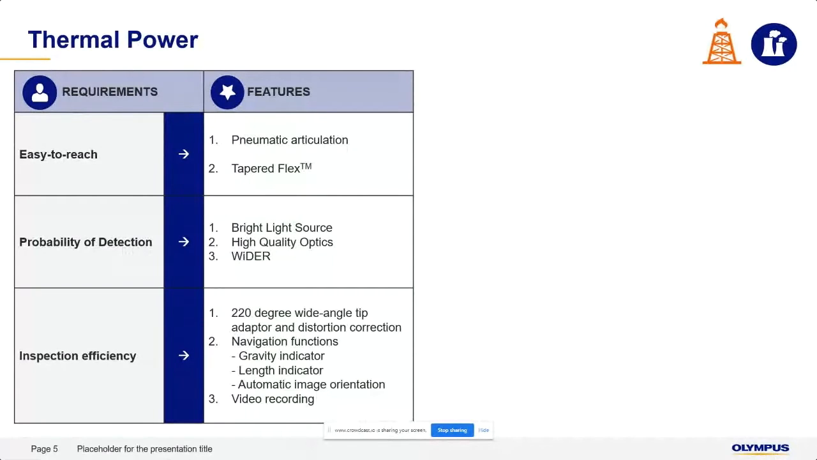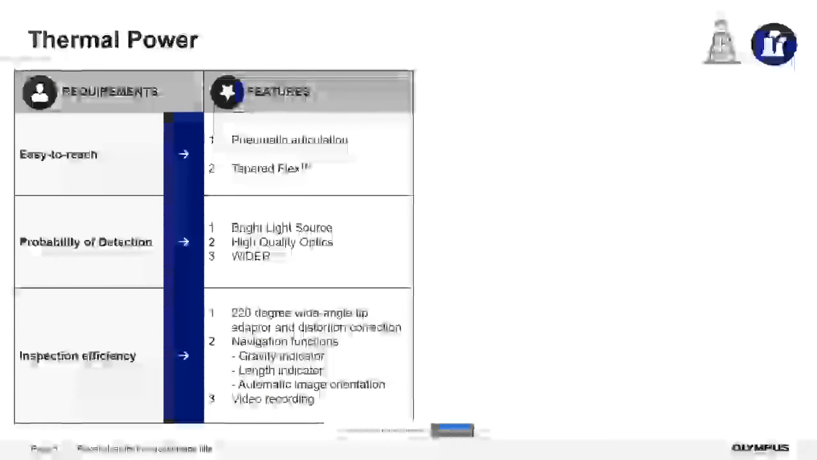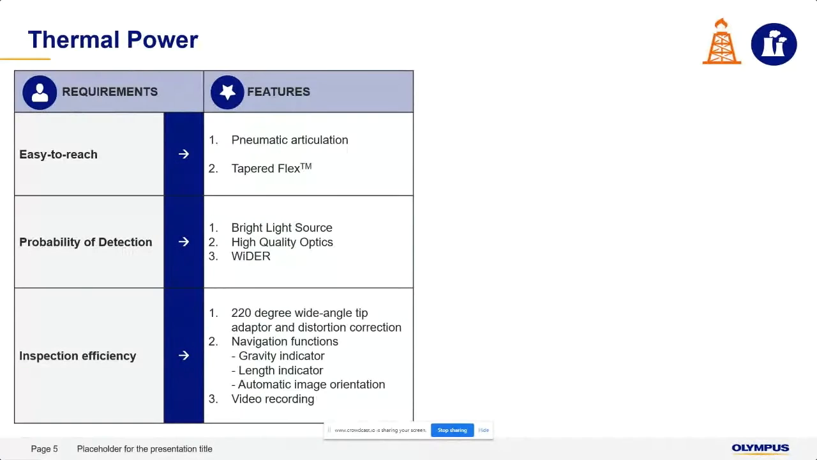220-degree tip adapter and distortion correction. Again, this is one of those pictures are worth 1,000 words coming up soon, but basically this will allow the inspector to see more of what they need, primarily for weld inspection. So 220 degrees means that this tip adapter can not only see directly on the side of its tip, but it can actually see slightly behind itself. So you can see an entire orbital weld in one image, which really helps speed along weld inspection.